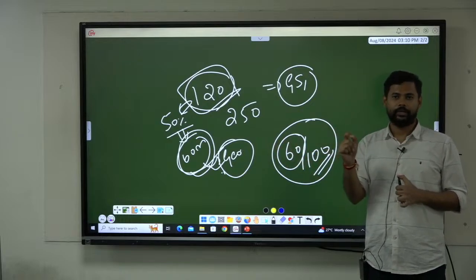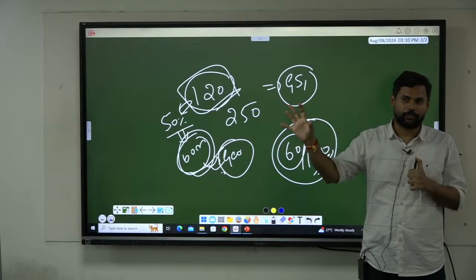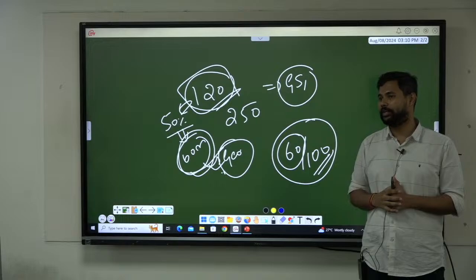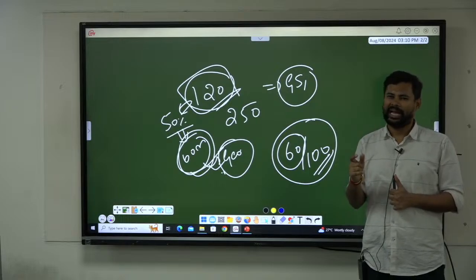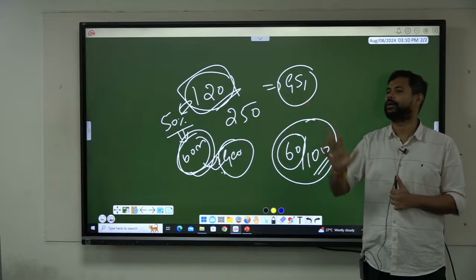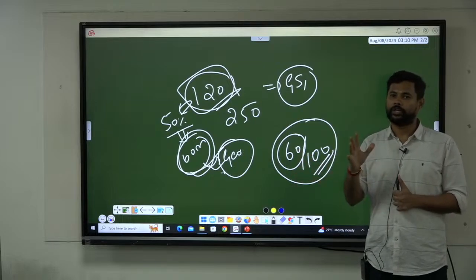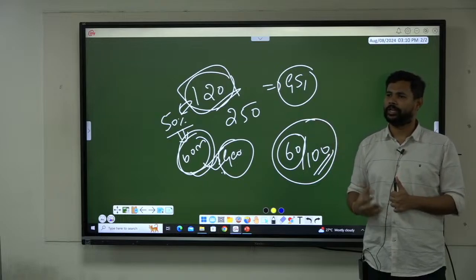Any student who says that I am not good in geography can never get good marks in GS1. I am being very, very frank and truthful. You cannot say I am not that good in geography and still get good marks at all, because this is the easiest part. You cannot say I am very strong in ancient, medieval, art and culture, modern India, and I am getting good marks.